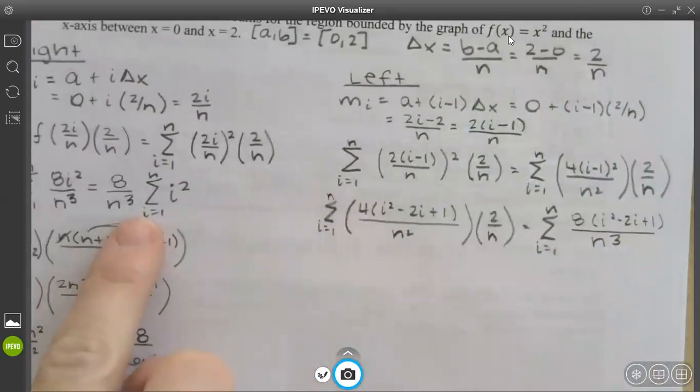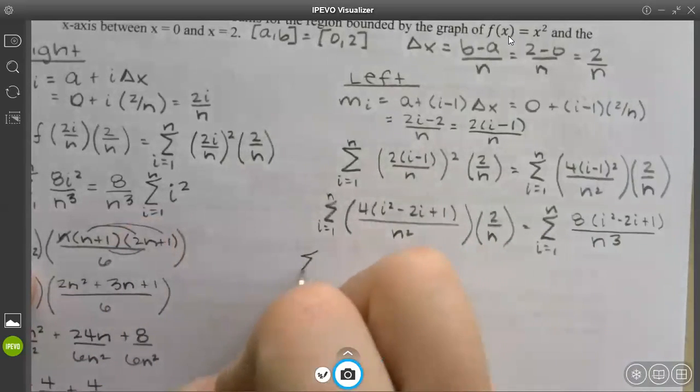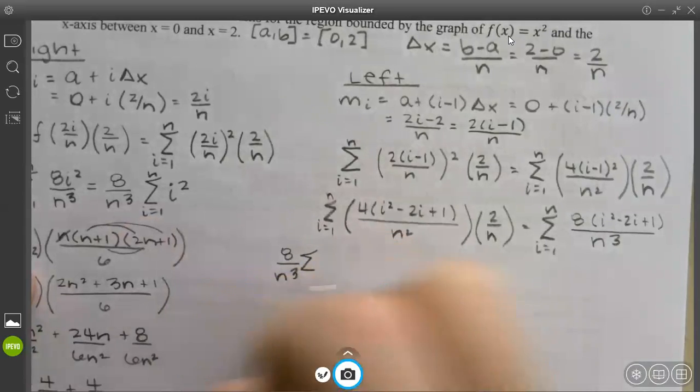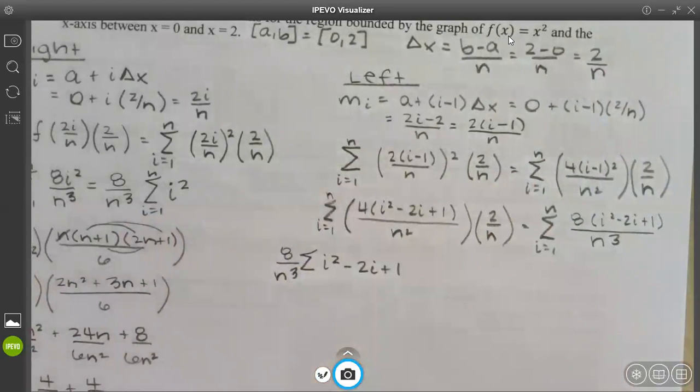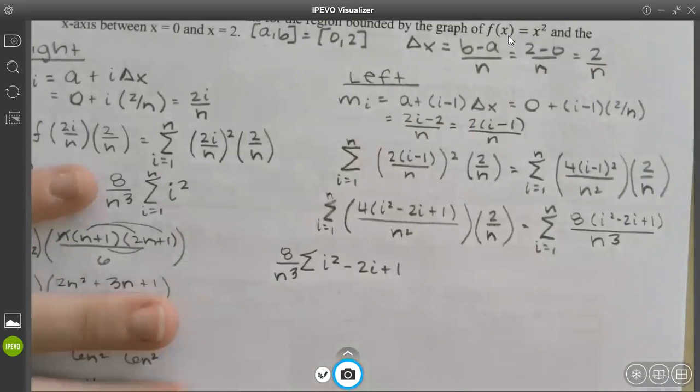What did we do over here? What do we do right here? Pull out the 8 over n cubed. Is everybody good? What happens when I have add and subtract? Did you do the derivative of everything together or did you separate it? We separate it. So we're going to separate these. I'm not going to write it down that I separated it, so I'm going to kind of skip that step.